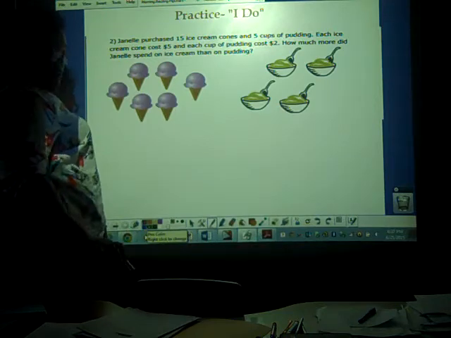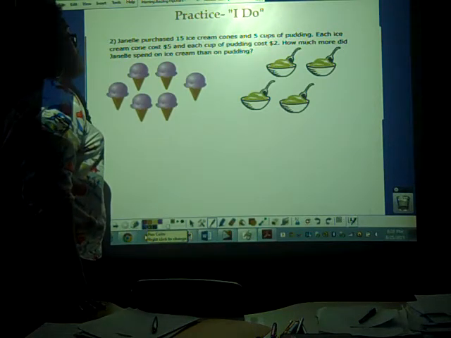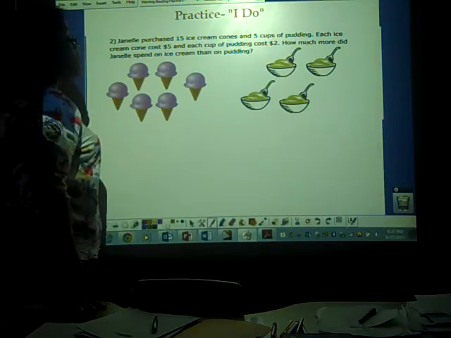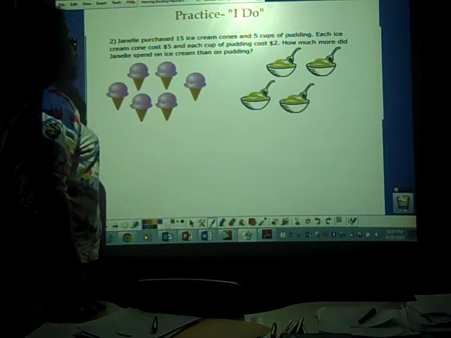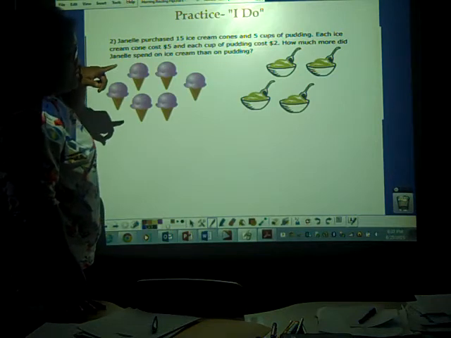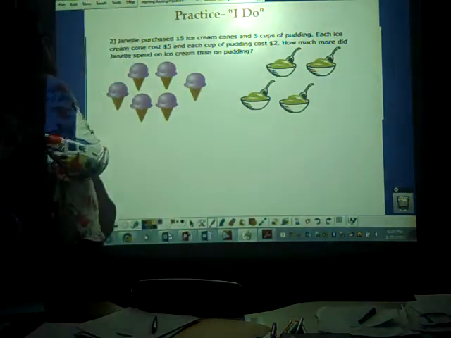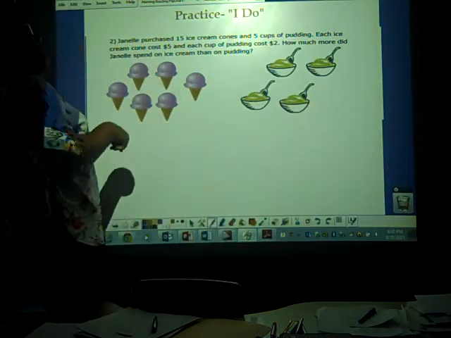Janelle purchased, pin down. Janelle purchased 15 ice cream cones and 5 cups of pudding. The girl was hungry. Each ice cream cone costs $5, and each cup of pudding costs $2. How much more did Janelle spend on ice cream than on pudding?